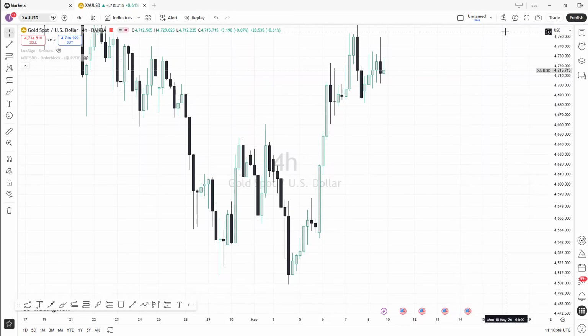All right, we continue with top-down analysis for next week. Okay, and that is Gold on 4-hour time frame. So we are going to make a top-down analysis from higher time frame to lower time frame.